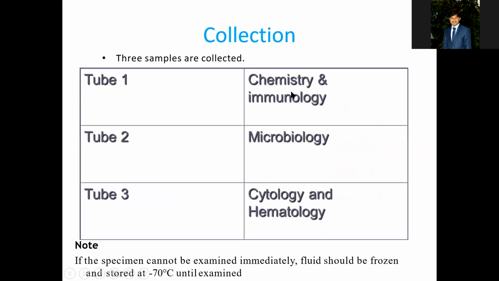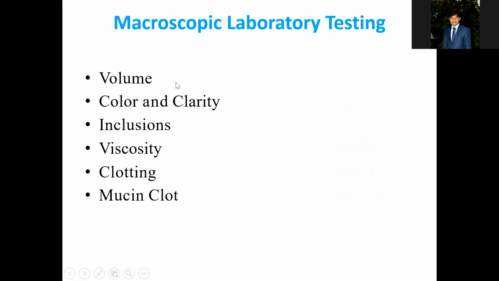After taking the sample, we send for total microscopic changes and differential counts. Macroscopic laboratory testing involves the volume of the synovial fluid. Normally, volume is 0.5 to 3 ml with transparent clear synovial fluid. Inclusion bodies are normally not present, with high viscosity. Clotting: usually synovial fluid does not clot because it does not contain fibrinogen. Clotting time is 4 to 6 minutes.